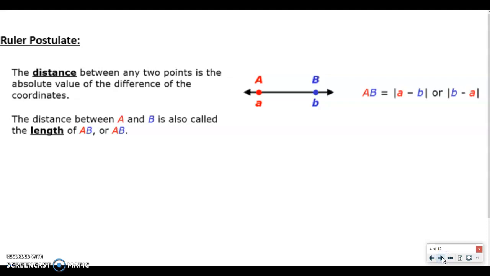The ruler postulate states the distance between any two points is the absolute value of the difference of the coordinates. So if we have A and B on a line, we can say AB is equal to the absolute value of A minus B, or the absolute value of B minus A. And so the distance between A and B is also called the length of AB, or just AB. So AB equals the absolute value of A minus B, or B minus A.